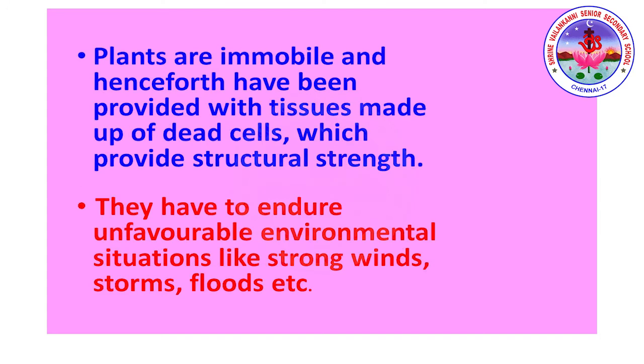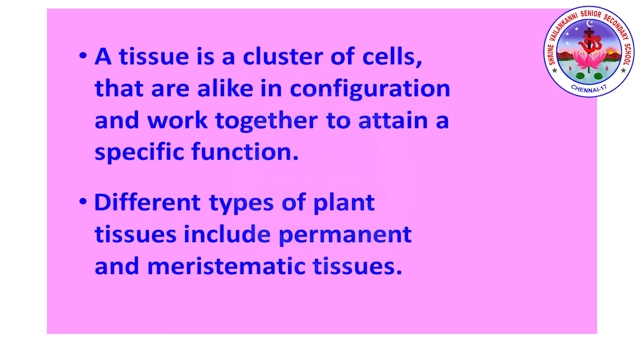Plants are immobile and hence have been provided with tissues made up of dead cells which provide structural strength. They have to endure unfavorable environmental situations like strong winds, storms, floods, etc. A tissue is a cluster of cells that are alike in configuration and work together to attain a specific function. Different types of plant tissue include permanent and meristematic tissues.